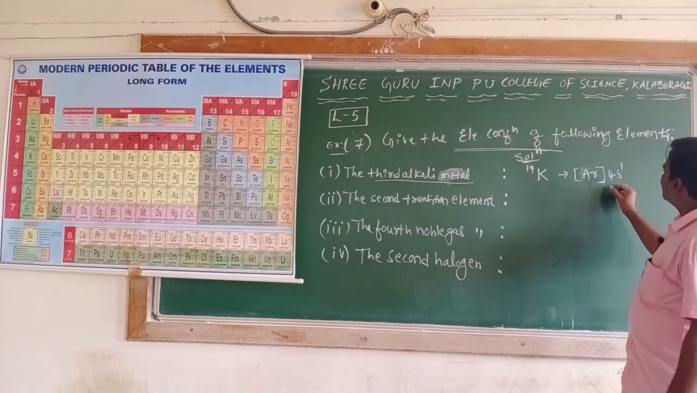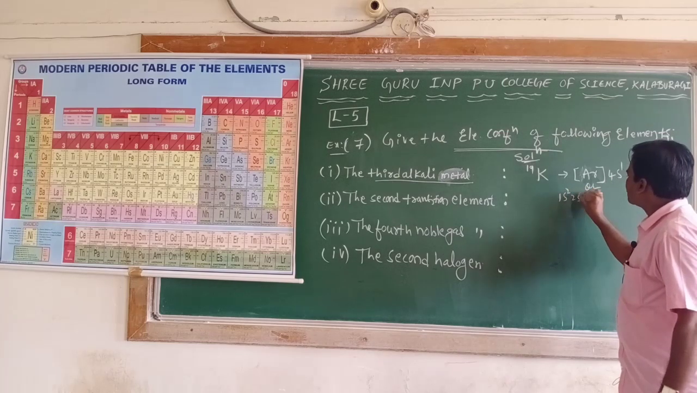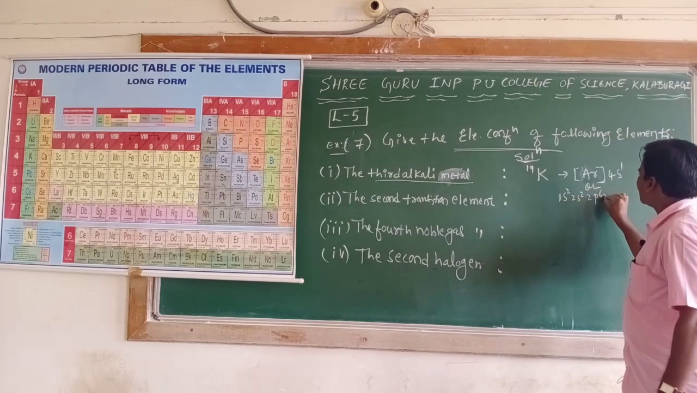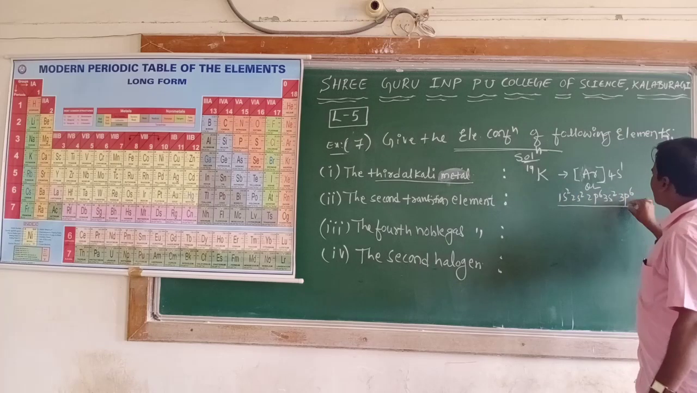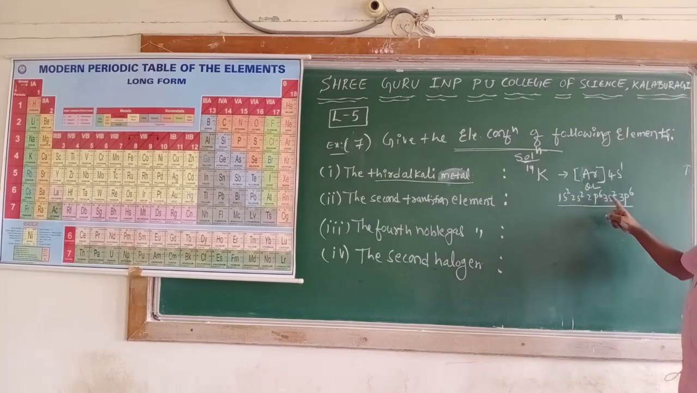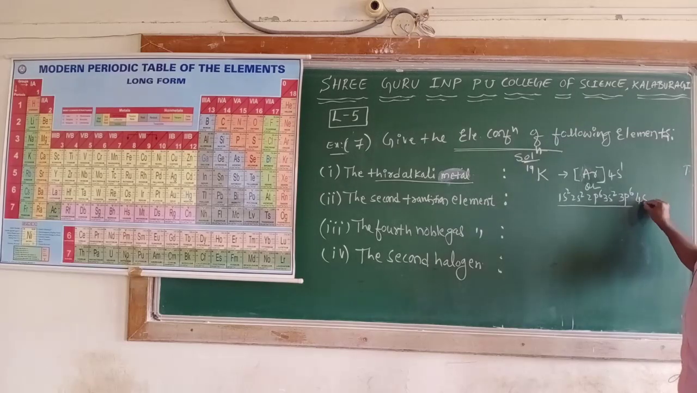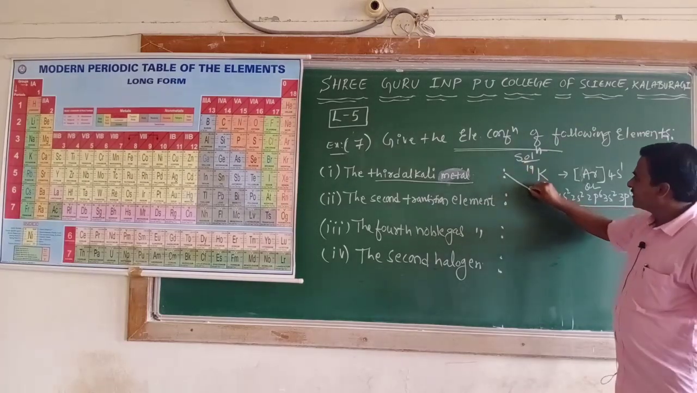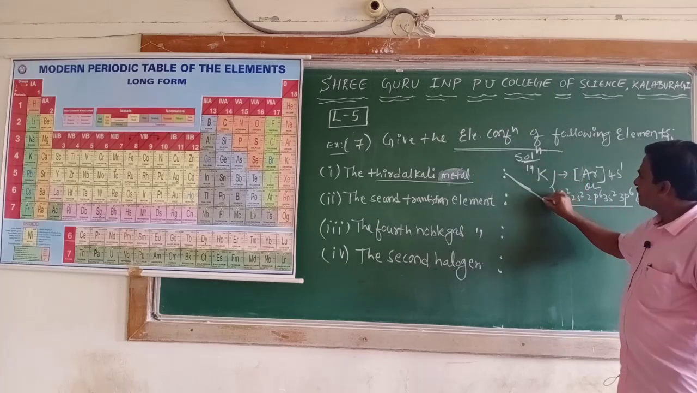Or you can write like this: 1s2, 2s2, 2p6, 3s2, 3p6. This is one and the same as the argon noble gas core. 1s2, 2s2, 2p6, 3s2, 3p6, same as argon noble gas core, 4s1. So that completes the electronic configuration of the alkali metal.